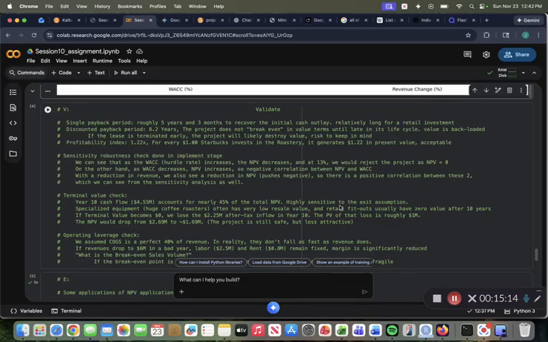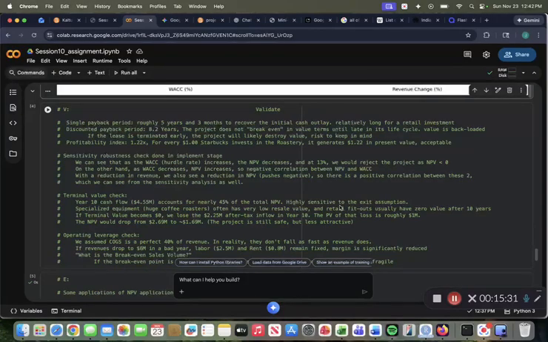Then our sensitivity robustness check, like we talked about, we did that already. The negative correlation between NPV and WACC. The reduction in revenue would also see a reduction in NPV, and it gets into the negative point. So there's a positive correlation between these two.